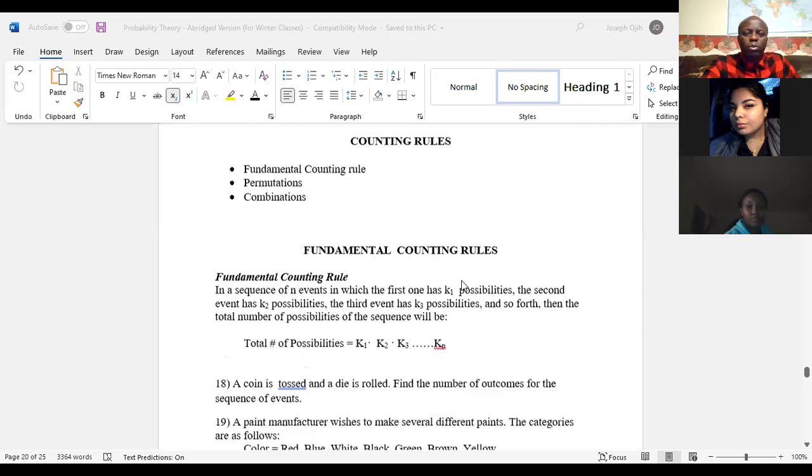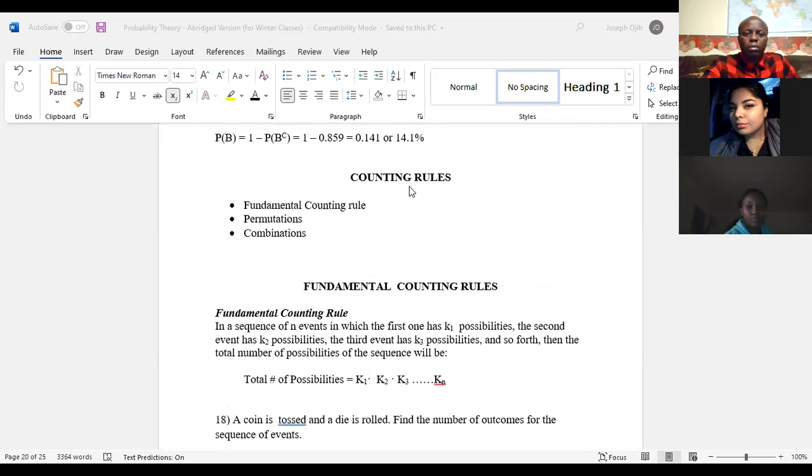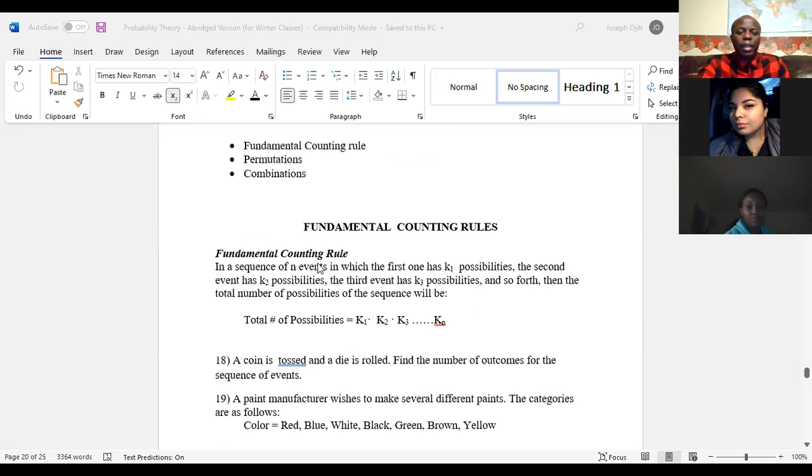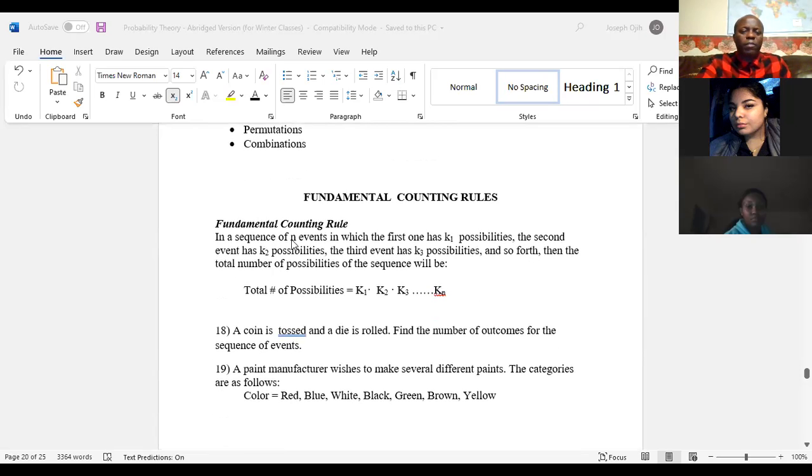So we're looking at counting rules. We have the fundamental counting rule, permutation and combination. Now let's look at this one. Fundamental counting rule. In a sequence of n events, according to this rule, the first one has k1 possibilities.